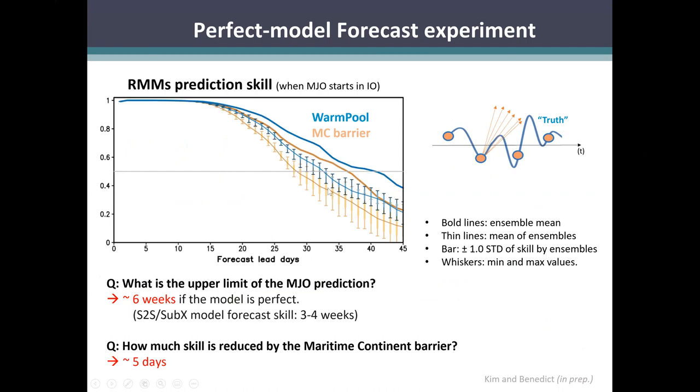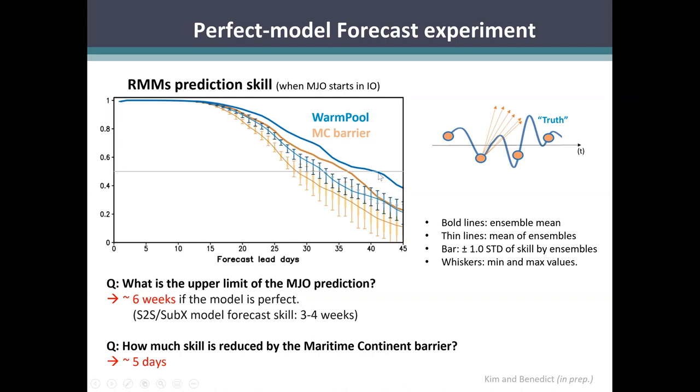So this is the result from my last slide. Here is the RMM prediction skill for the warm pool and maritime continent barrier experiments. Using the warm pool, which is the perfect model experiment, gives the upper limit of the MJO prediction skill. It's approximately 6 weeks if the model is perfect, although there are a lot of questions about this perfect model experiment.